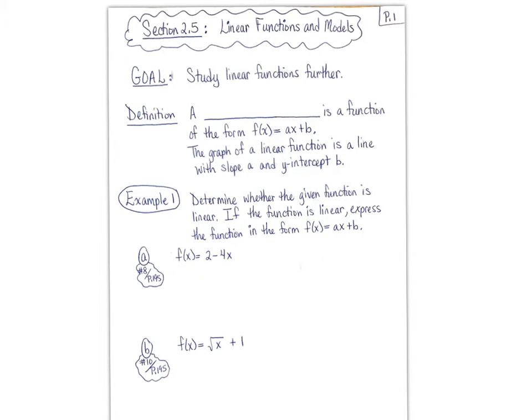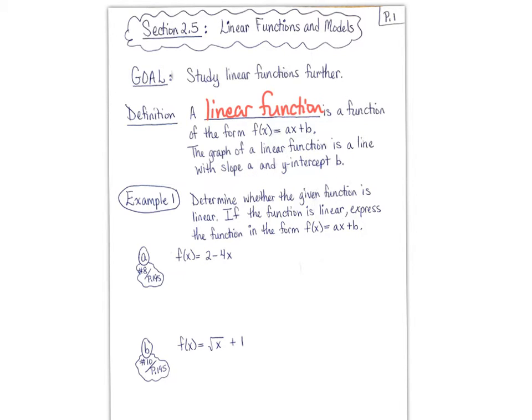Okay, so section 2.5 talks about linear functions and models. We've been talking about linear functions the whole time. This is just going to further that discussion. That's the point. Okay, so definition: a linear function is a function of the form f of x equals ax plus b. The graph of a linear function is a line with slope a and y-intercept b.